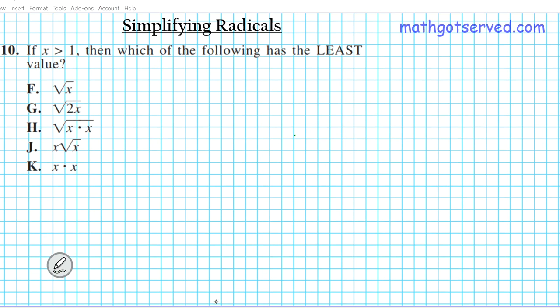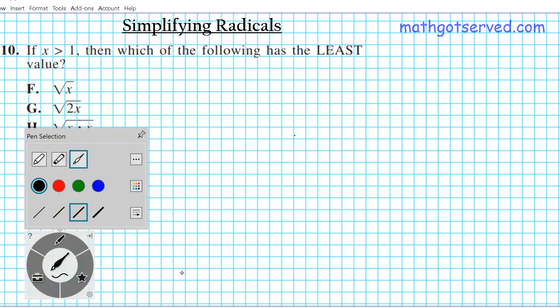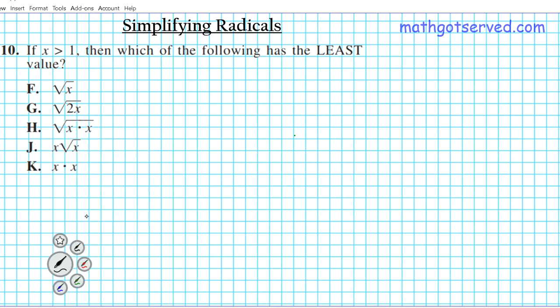All right, let's take a look at the last one in this series. For question number 10, we're going to be looking at the properties of radicals. How do you simplify radicals? That's what we're looking at here. The question is, if x is greater than 1, then which of the following has the least value? We have 5 options here that we're going to be comparing.